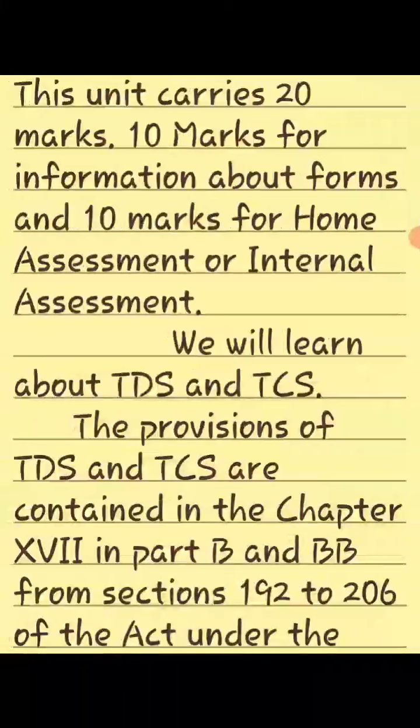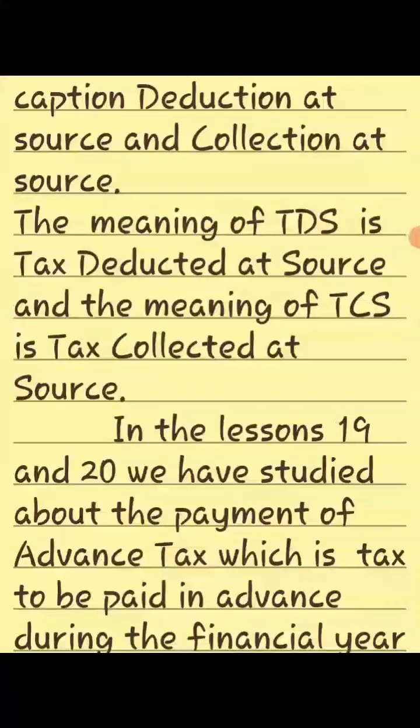The provisions of TDS and TCS are contained in Chapter 17, Part B and BB, Section 192 to 206 of the Act, under the caption Deduction at Source and Collection at Source. The meaning of TDS is tax deducted at source and the meaning of TCS is tax collected at source.